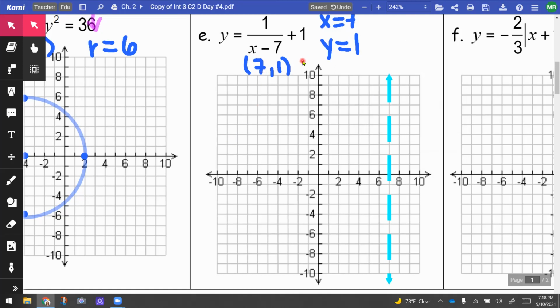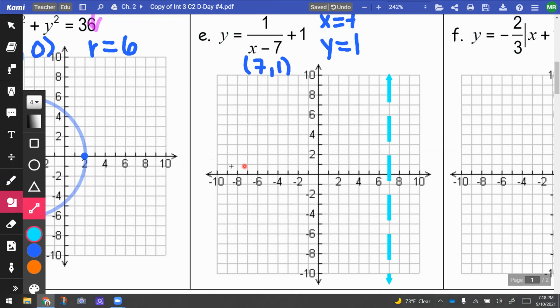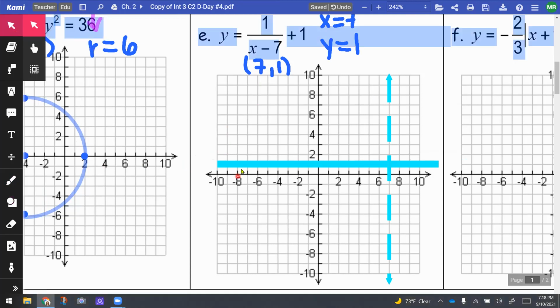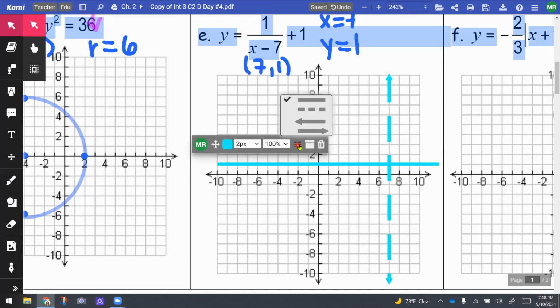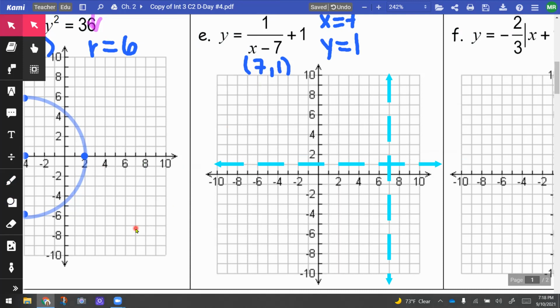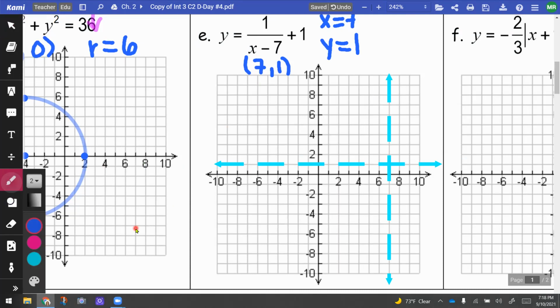Okay, and then I am going to have a horizontal line at y equal 1. Okay, so let me get my horizontal line at y equal 1. Forgot to change that. Okay. Okay, and let me just label these. So I have this one, which is y equal 1, and this one here, which is x equals 7.